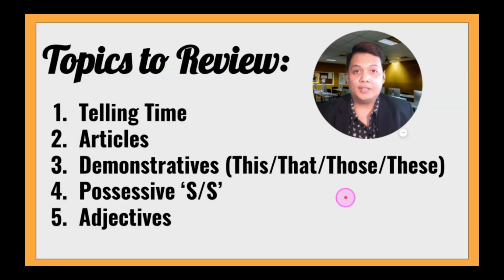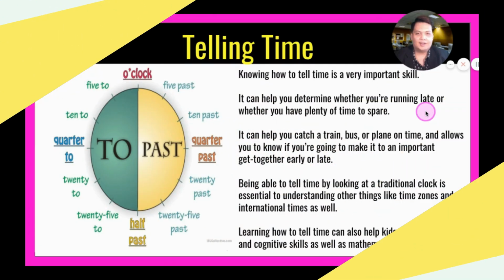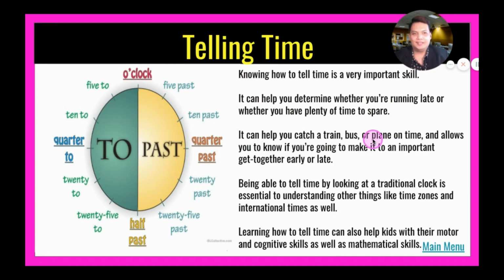So for today's review, we are going to talk about telling time, about articles, about the demonstratives, this, that, those, and these, about possessive apostrophe S and S apostrophe and adjectives. Alright, so let's start with telling time.